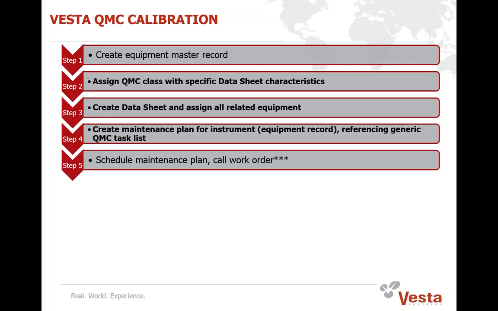From here on out, it's the same again. You schedule your maintenance plan and you could call the work order. At this point, QMC steps in, looks at if the equipment is assigned the characteristic. If so, it goes and looks for the data sheet, and then ad hoc, it creates the master inspection characteristics.